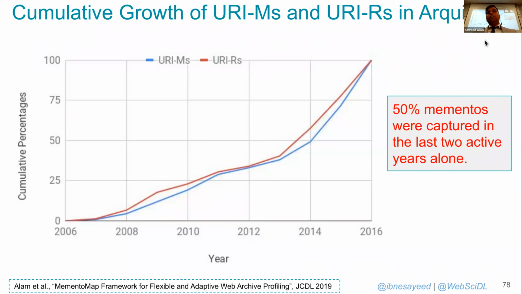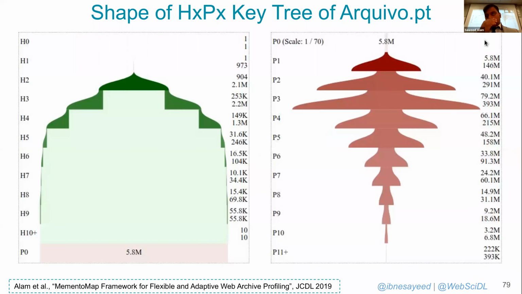So we looked at their URI-M and URI-R growth over time in Arquivo.pt. What we found is they are growing at an exponential rate. In the last 2 years alone, they have increased their mementos. They doubled it basically. Another thing we learned is that over time, they were learning new URI-Rs at a steady rate and also revisiting prior mementos.